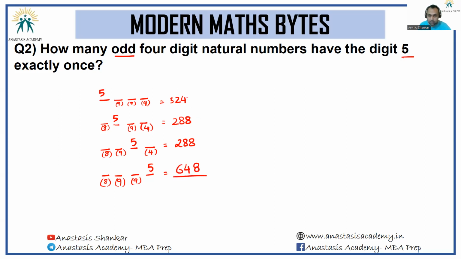So if I add these 4 cases up, I should get my final answer. I get 8, 8, 8, 24. So plus 4 is 28. 2 carried over. 10, 10, 4. 2 carried over. 6, 2, 2, 10. Plus 5, 15. So the final answer here is going to be 1548.